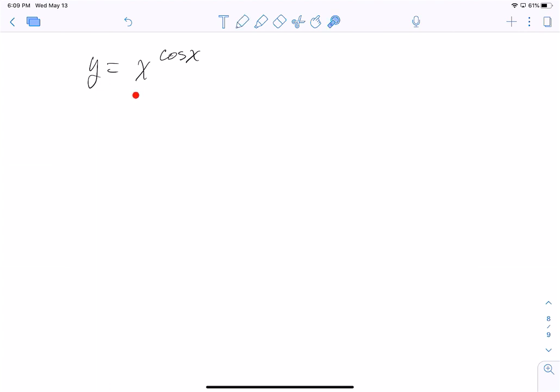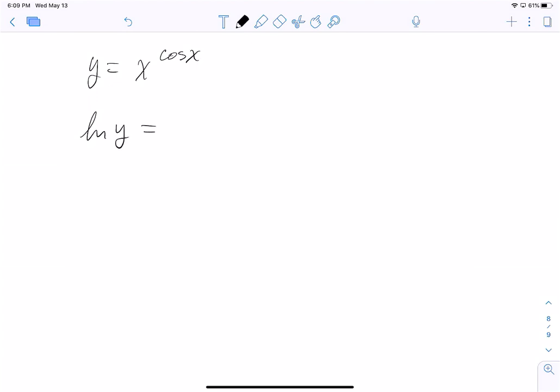y equals x to the cosine of x is an example of a function that we have not yet seen how to differentiate. We may think, well, it's x to the cosine of x, so I can use the power rule. Nope. Power rule works when the exponent is a constant. Here I have a variable base and a variable exponent. The way we're going to approach this: logarithmic differentiation.